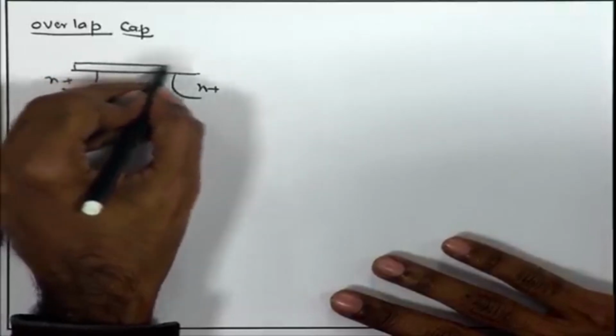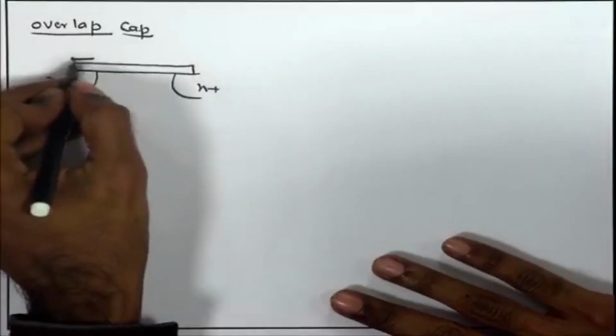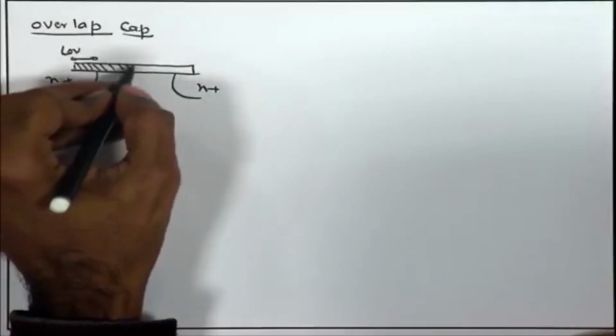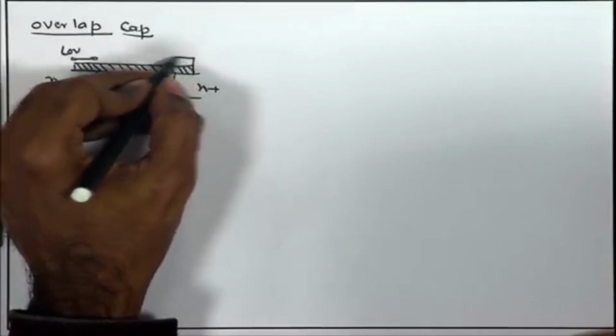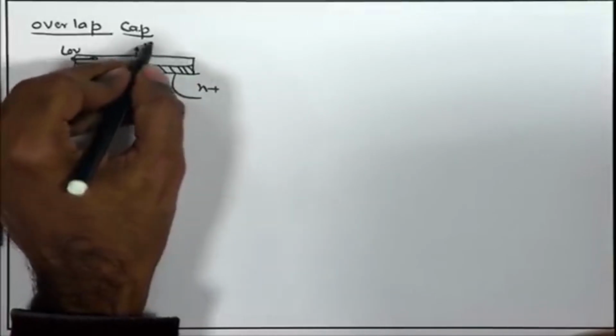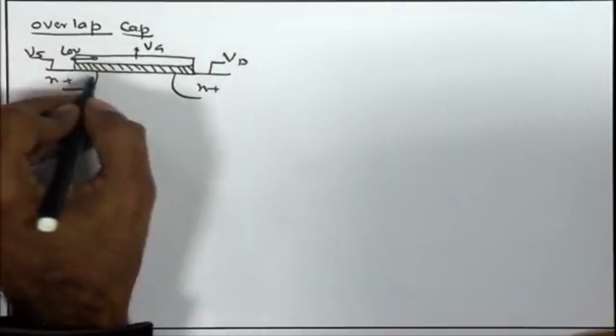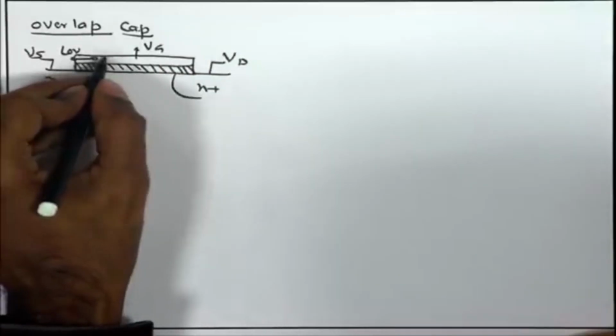So, in the fabrication process, inevitably we have an effective overlap length between the gate and the source and drain regions. If this is the metal gate Vg and we have the drain and the source, there is an effective overlap between the gate terminal and the source and drain region.